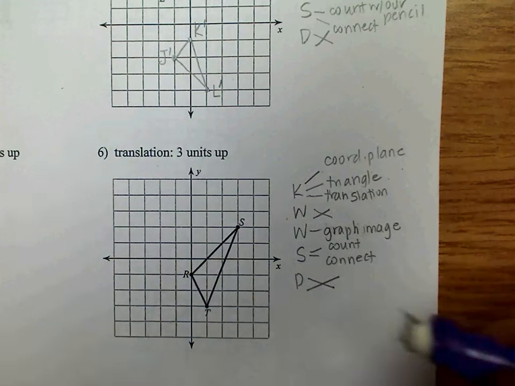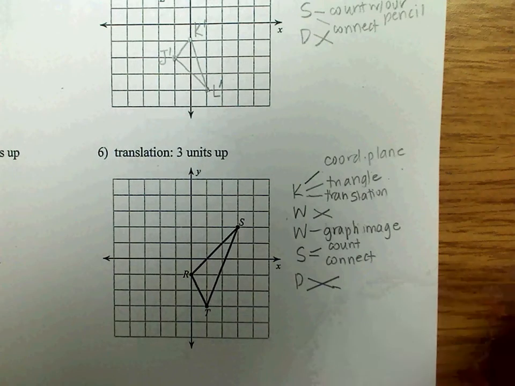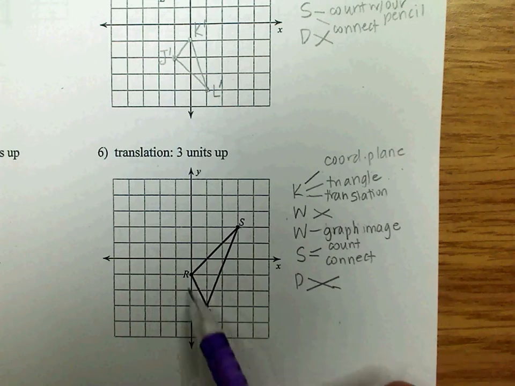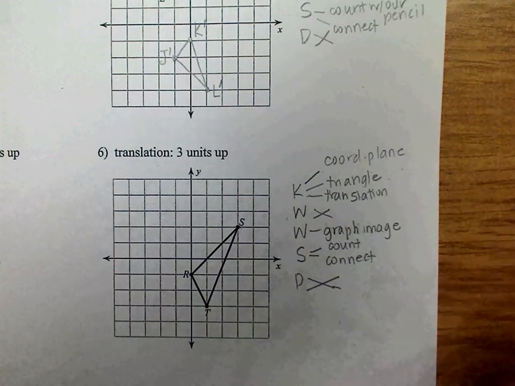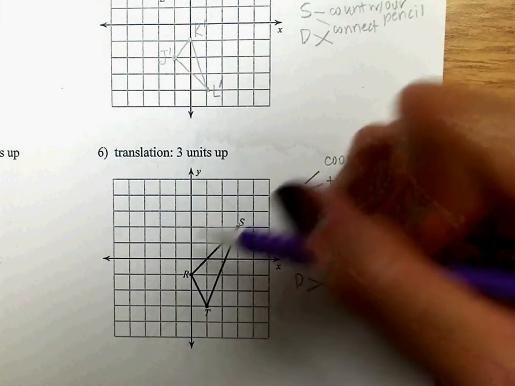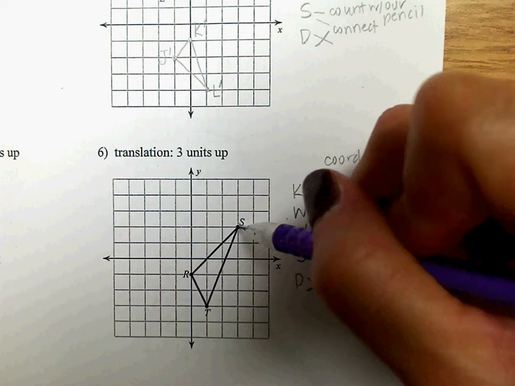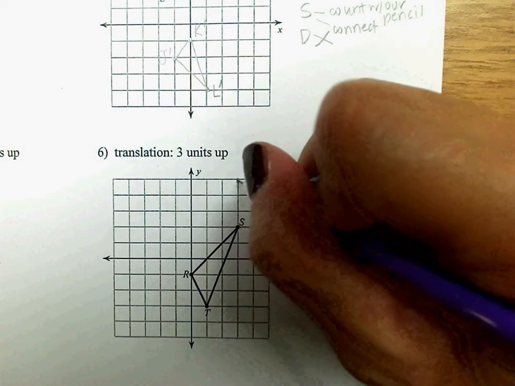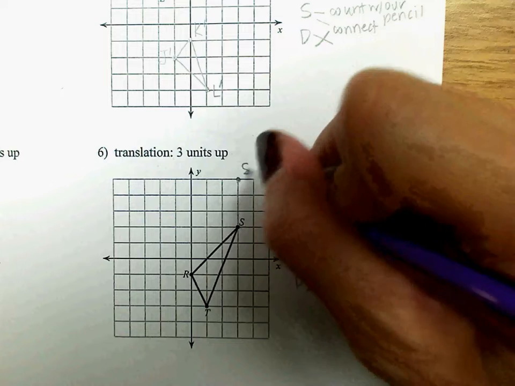Okay. Yeah, for now we won't worry about defense. So then let's go ahead and say, you're going to choose one, and you're going to have to do it to all 3 points. So we'll do it for one. Let's say I start with S, and it says just go 3 units up. So I go 1, 2, 3, and that's all I do. And I write S prime.